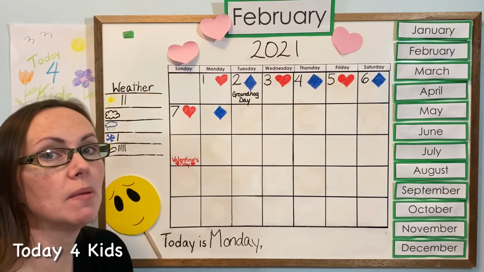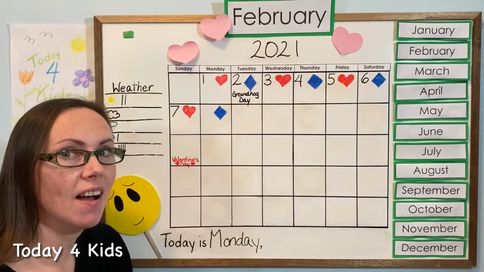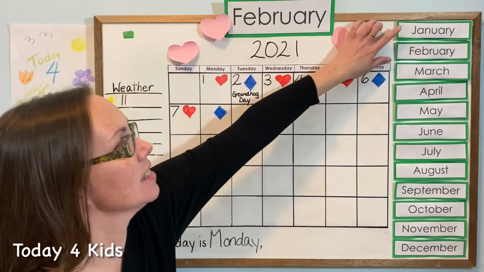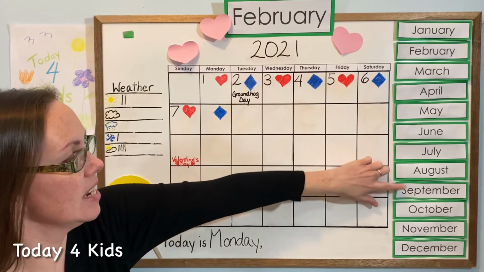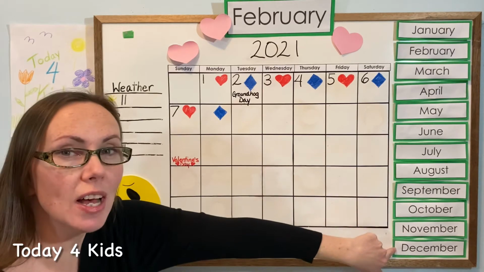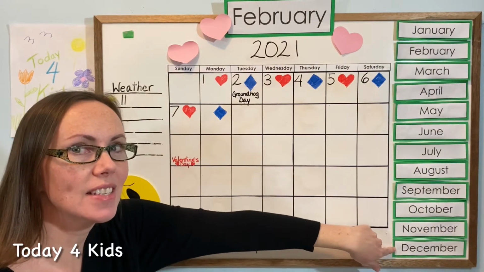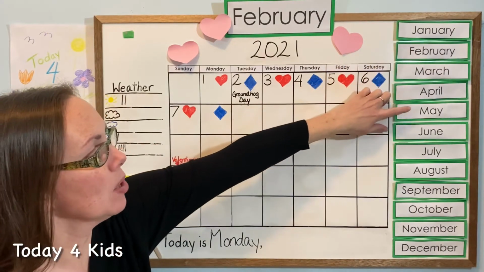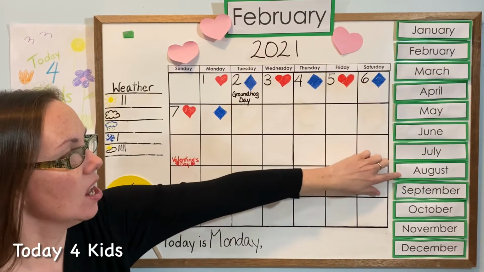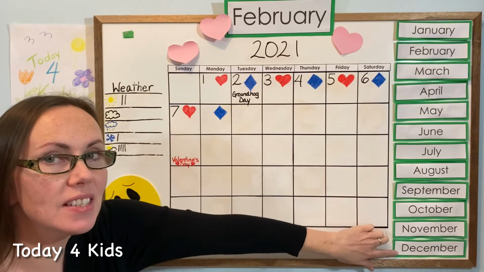Do you know how many months there are in the year? Do you remember? Ooh, good guess. Let's count. 1, 2, 3, 4, 5, 6, 7, 8, 9, 10, 11, 12. 12 months in the year. Let's try saying the names. Are you ready? January, February, March, and April, May, June, July, August, September, October, November, December.